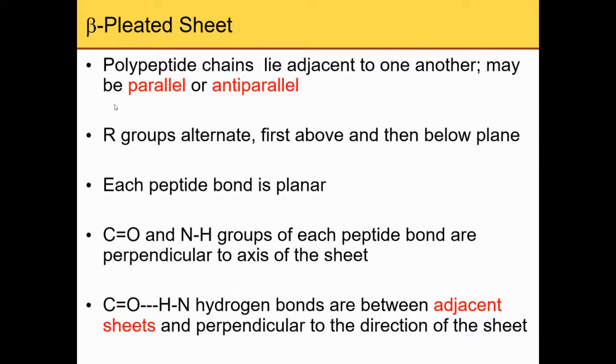And then the R groups alternate, first above and then below the plane. Each peptide bond is planar, and the CO and NH groups of each peptide bond are perpendicular to the axis of the sheet. And then you form the hydrogen bond between the adjacent sheets, all right?